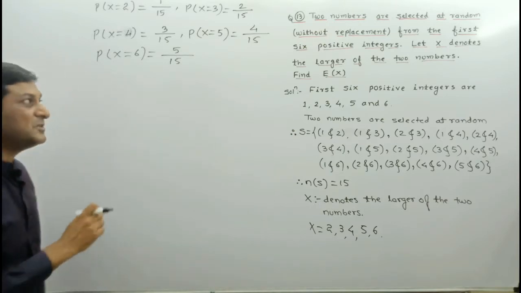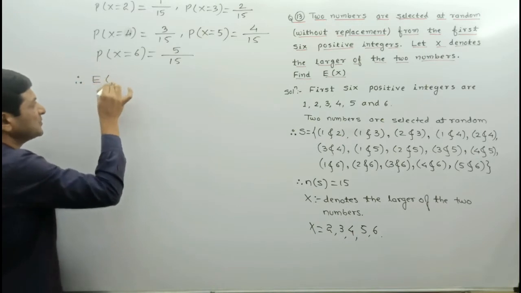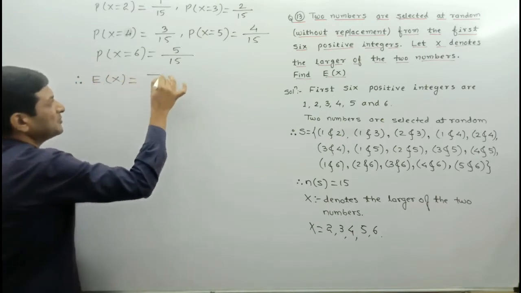When probability for all values of X is known to us, we have a formula to find out E of X. Now we are finding our required value. What do we have to find? E of X means expected value. And what is the formula for it?